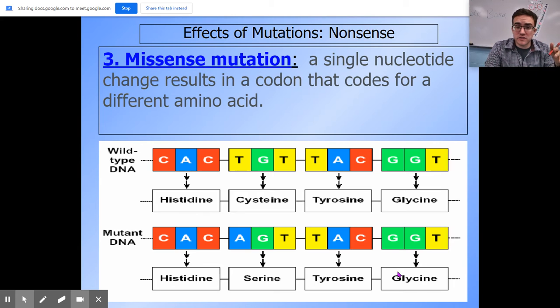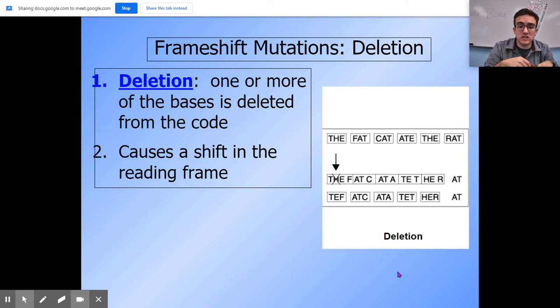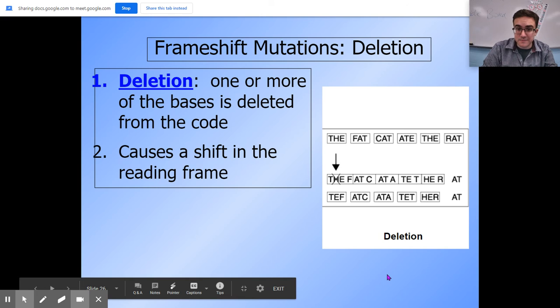Your next group of mutations are called frame shift mutations, and there's two of them, deletion and insertion. How frame shift mutations work is, when we set up the codon, I told you we have what's called a reading frame. We have to identify the reading frame. Well, the reading frame can get changed. It can shift depending on if we delete or insert a base. So if we delete a base, one of our A's, C's, G's, or U's, we then change the whole reading frame. So the classic bio example is the fat cat ate the rat.